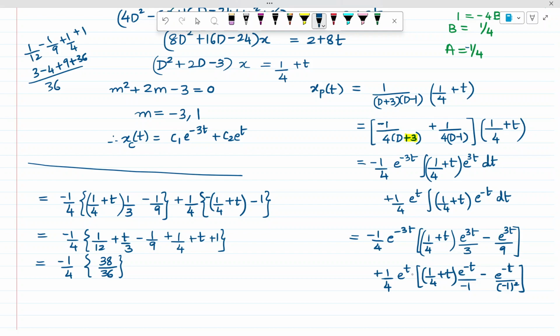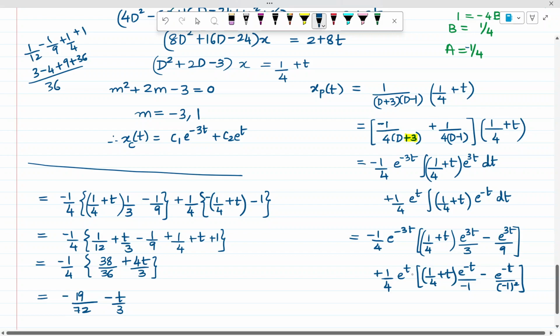Over 36. And again, I do have t terms twice, so that's going to give me 4t by 3, taking the LCM. And now when I multiply by minus 1 over 4, we'll have minus 19 over 72 minus t over 3. Okay. So this is your particular integral.